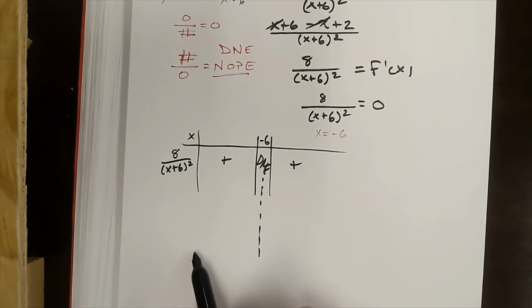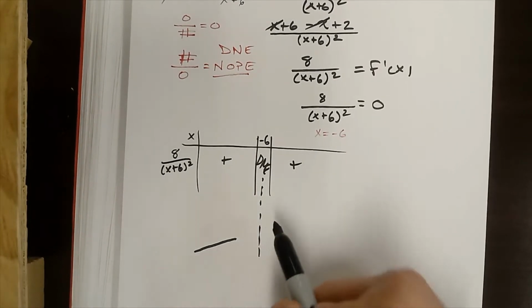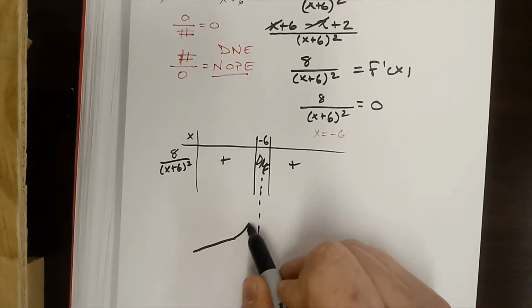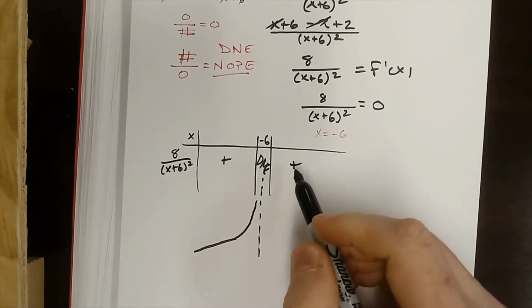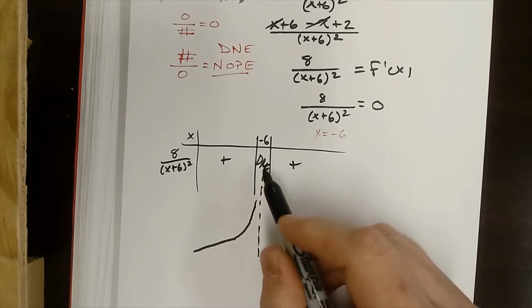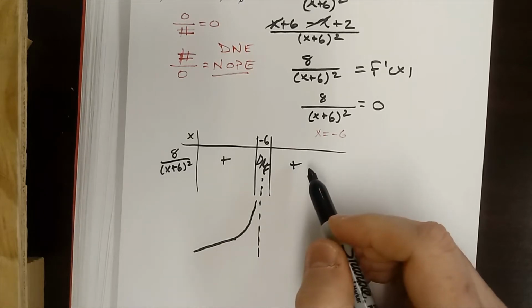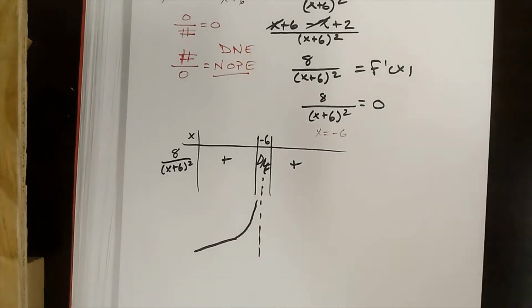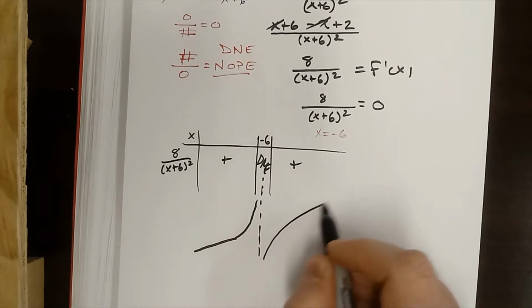That's going to look like this. How do I have a positive slope and then go to an asymptote? Well, I have to go like, whoop, like that, right? How do I then come out of an asymptote and still have a positive slope? Remember, it's got to be rising. So that's going to look like this.